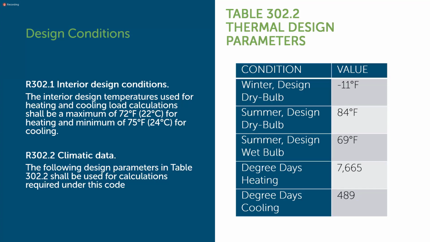For coming up with the basis for design, interior design conditions are called out in the beginning of Chapter 3. These are the basis of what you're actually using as a set point for internal temperatures in the building for heating and for cooling. That's called out in section R302.1. And also, you need to know what the design conditions are for external temperatures, your winter and summer design temperatures. That's the table shown in R302.2. So our winter design temperature is -11, and summer design for cooling is 84 degrees.